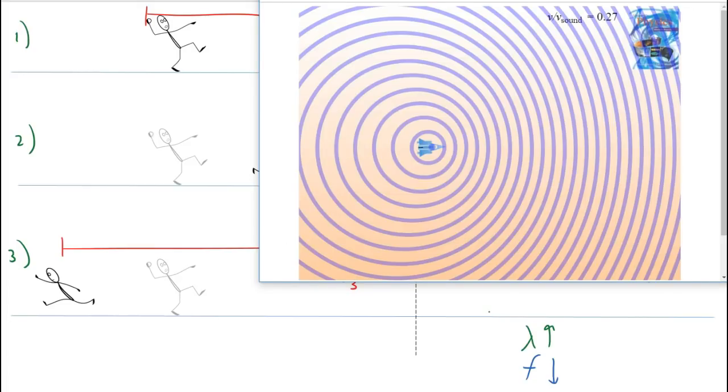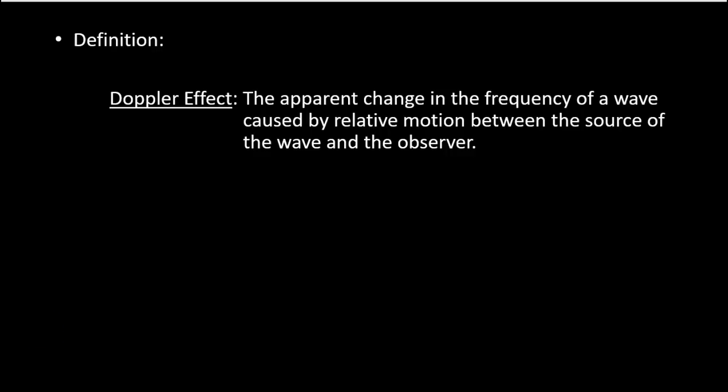So let's get to our definition of the Doppler effect. Definition, the Doppler effect. I recognize you're going to hit pause to write this down. The Doppler effect is the apparent change in the frequency of a wave caused by relative motion between the source of the wave and the observer.